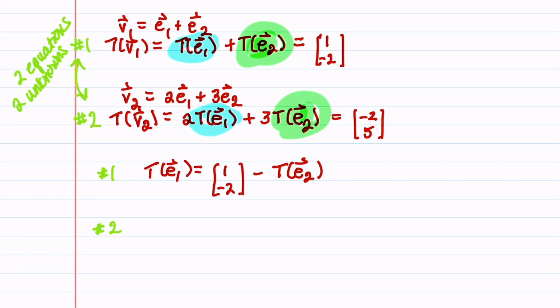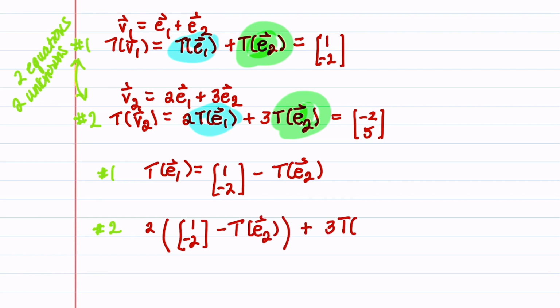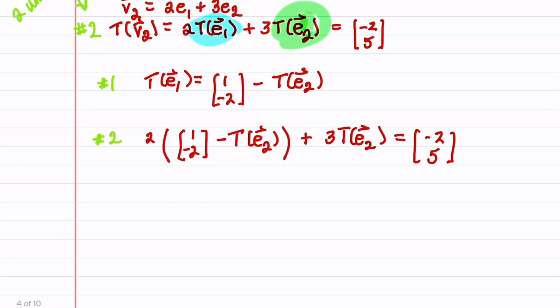In our second equation, we have 2 times T(e1). We'll substitute in [1, -2] minus T(e2), plus 3 T(e2), and that's equal to [-2, 5]. We now need to solve this for T(e2). So we have 3 T(e2) minus 2 T(e2), which gives us T(e2) is equal to [-2, 5].